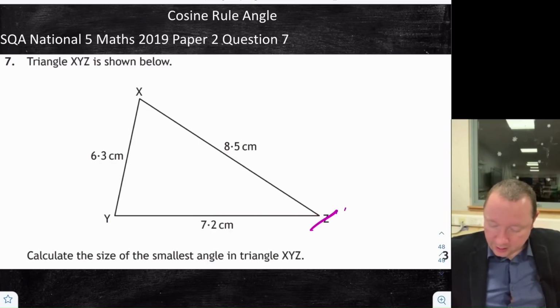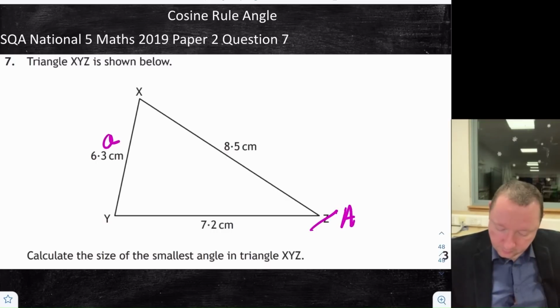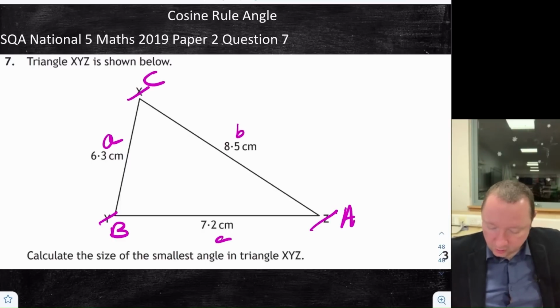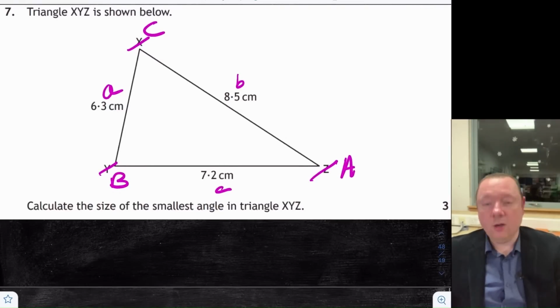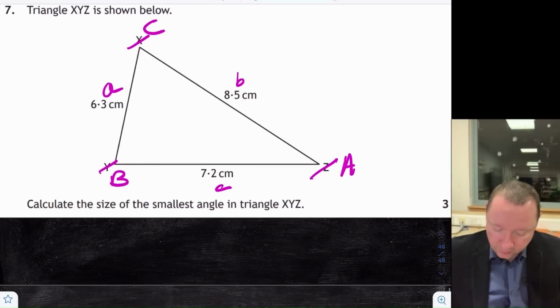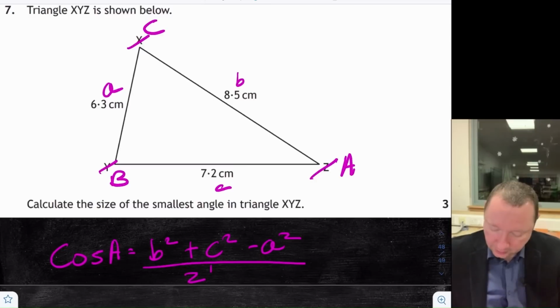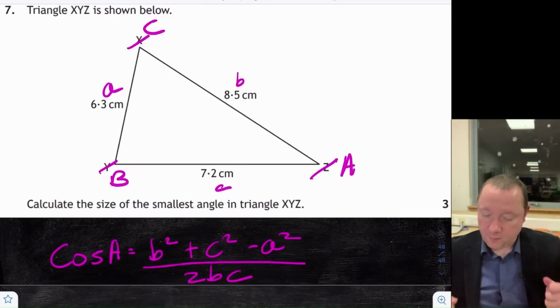So we'll relabel that A, and that'll be side A. And then the other two sides can be B, side B, and C, side C. Now, calculating the angle, I know to use the cosine rule because I'm given all three sides. From the start of the exam paper, cos A equals B squared plus C squared minus A squared all over 2BC. You don't need to remember that, you just need to be able to use it.